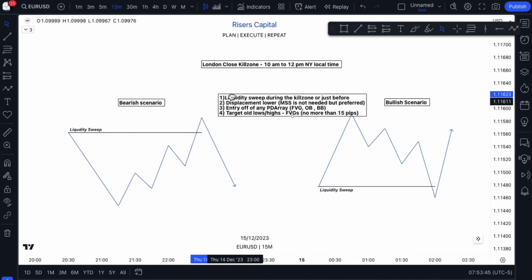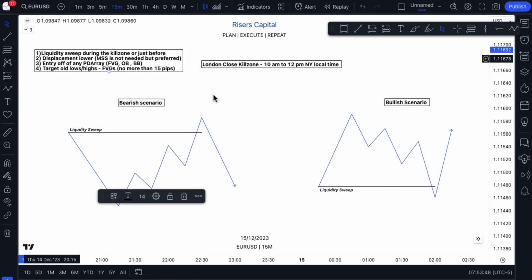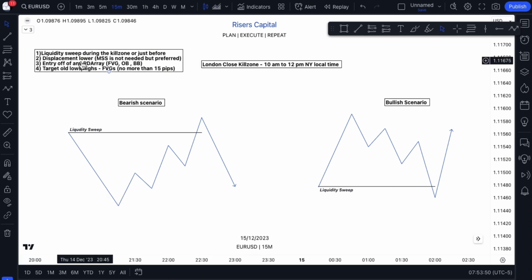Now here are the rules. I've just written out some rules as well. So first, liquidity sweep during the kill zone or just before, so it could be 10 a.m. to 12 p.m. Displacement lower, but a market structure shift is not needed, but it is preferred. Entry off of any PD array after displacement, so fair value gap, order block, breaker block, etc. Could be a mitigation block as well.